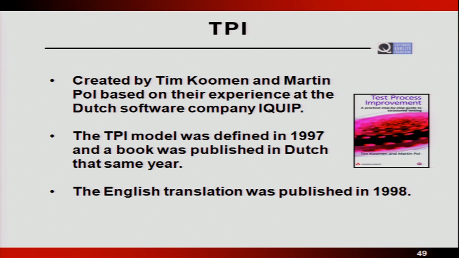They are renowned testers in Europe. They worked for a company called Equip at that time, and they built this model on how to do test process improvement. It came out in 1997. The alleged English translation was 1998, but Martin says it's written in Dunglish. That is part Dutch and part English.